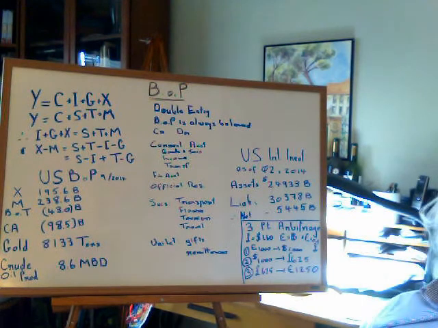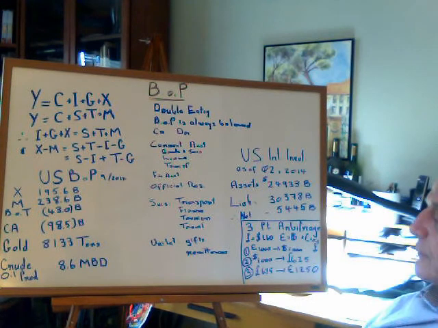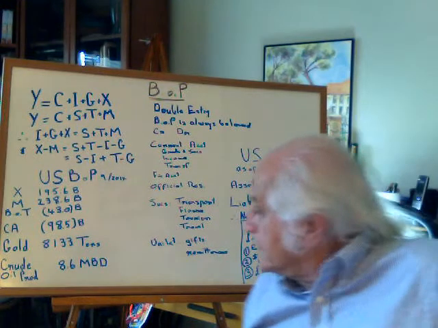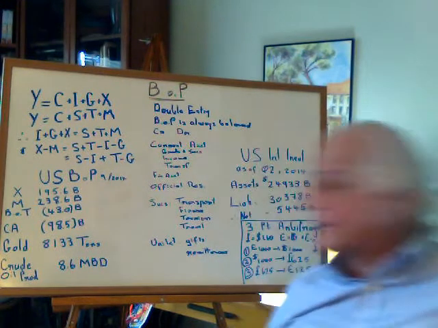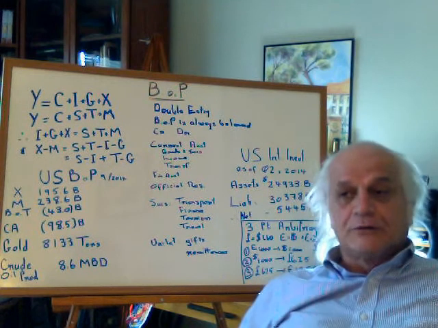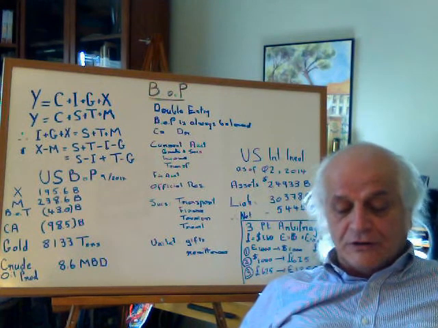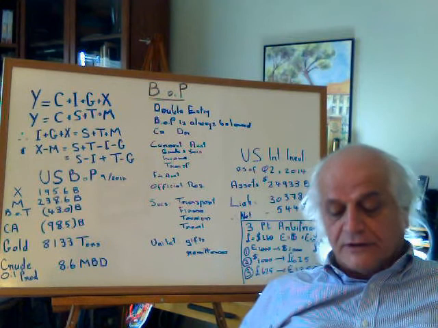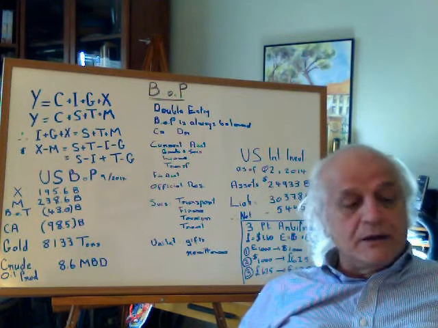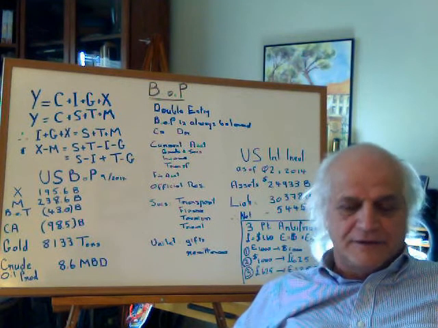Our gold last month held steady. I don't think it has changed in a very, very long time, at 8,133 tons. And our crude oil production, I figured I'd mention that again to show the connection between the international accounts and the domestic economy, was 8.6 million barrels per day.